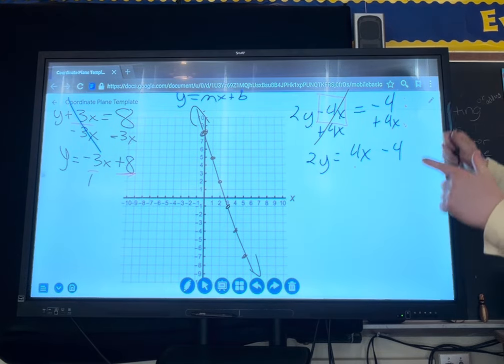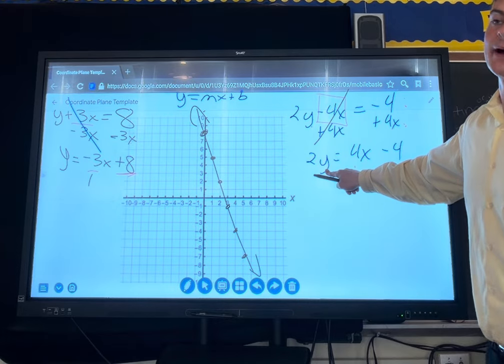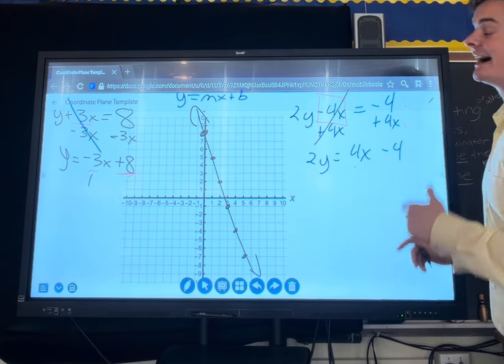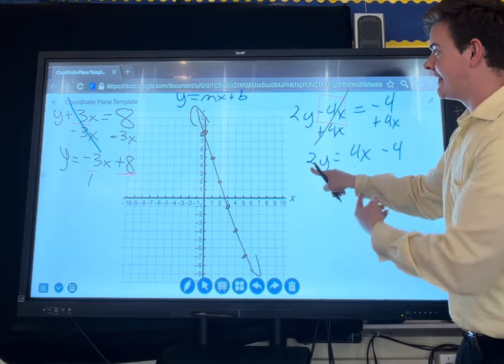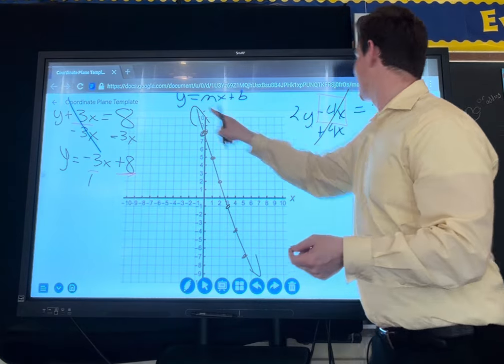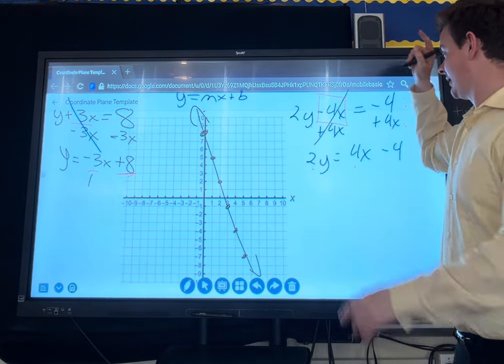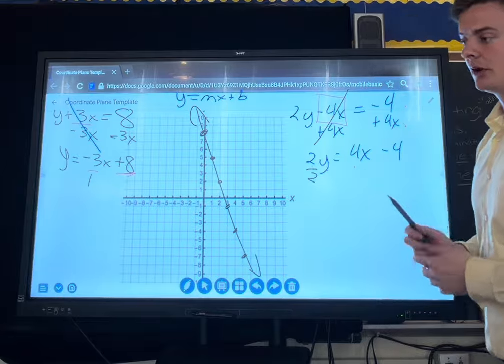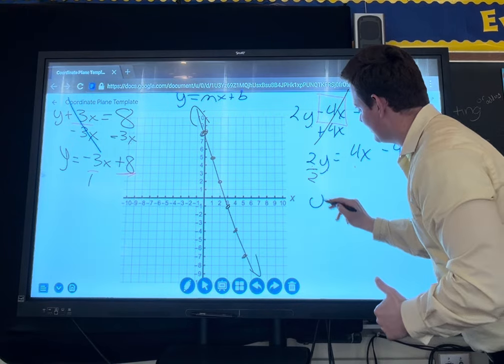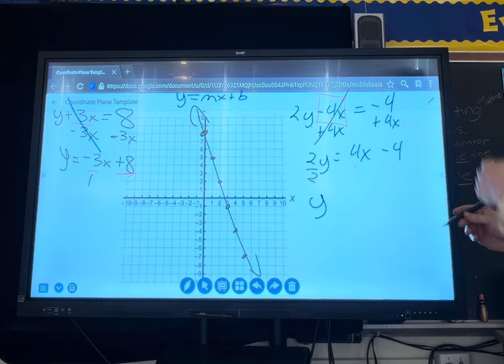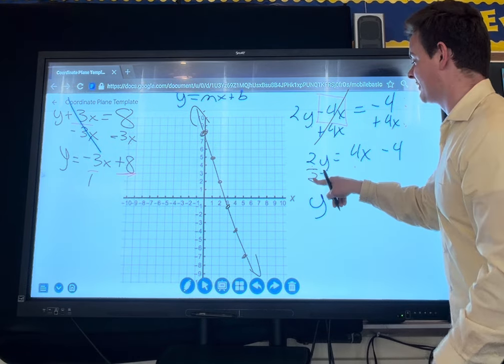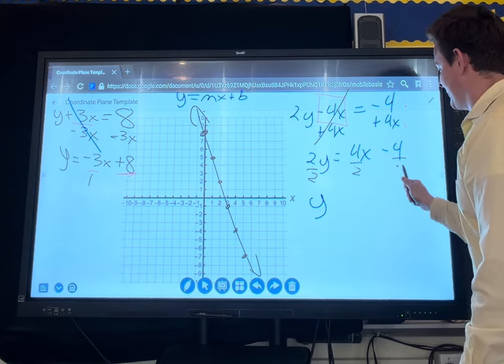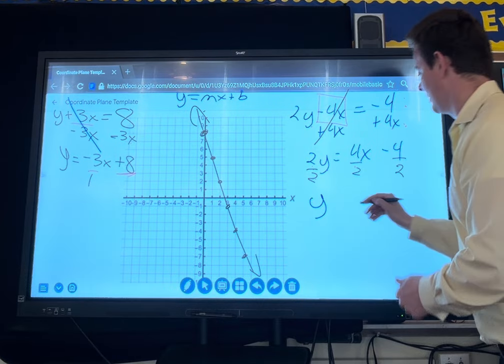Cool. Now, is my y by itself? Not exactly. There's a 2 in front of it. I need it just to be the y. How do I get rid of a 2 in front? I'm going to divide by 2, because 2 divided by 2 will leave me with exactly 1y. However, if I divide by 2 on the left, I must divide by 2 on the right.